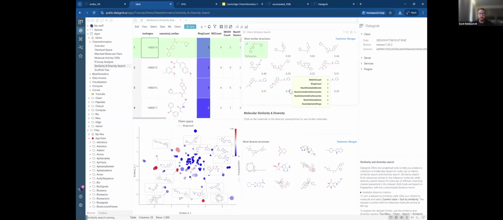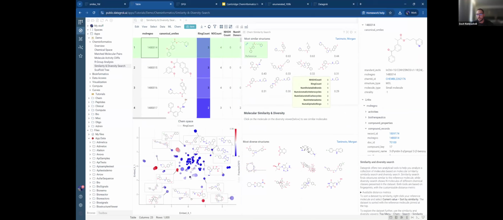So this basically goes through the whole data set of molecules, calculates the most diverse structures, which is down below, and then based on the molecule that you click on, it's going to generate 15 most similar molecules to that. So for example, on the bottom here, I have 15 most diverse structures in this given data set.